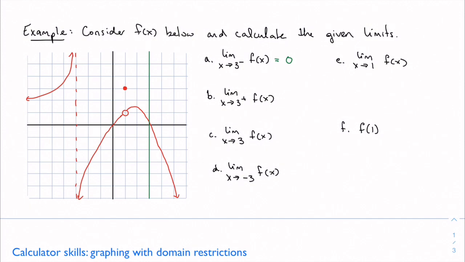We're going to do the same thing in part B for the right. I'm going to start over here on the right and move to the left. So I'm going to follow my function along until I get to 3. You can see that I'm approaching 0. So for all intents and purposes, the limit as I approach 3 from the right is 0. Well, since both of these match, they're both equal, so I can say that the limit as x approaches 3, regardless of direction, is also 0.